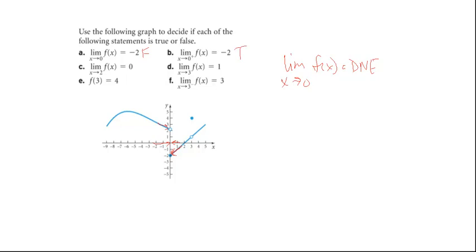Next one asks us, the limit as x approaches 2 of f of x is 0. So here's 2. If we approach from the right and from the left, we get that the point is 2, 0, right? So the output is 0. So that one is true. The limit from the left is 0, the limit from the right is 0, therefore the limit is 0.